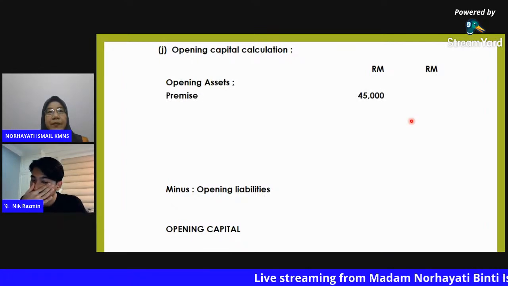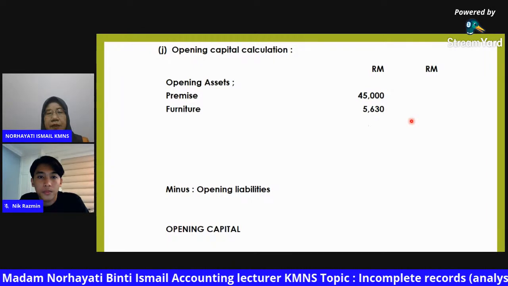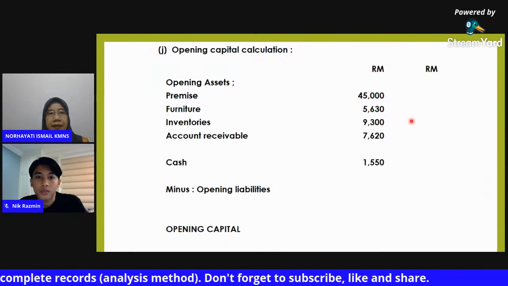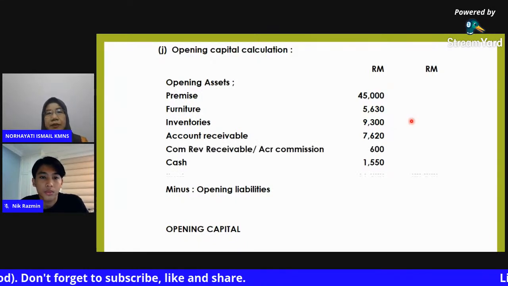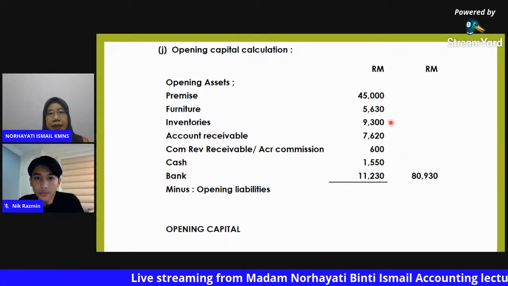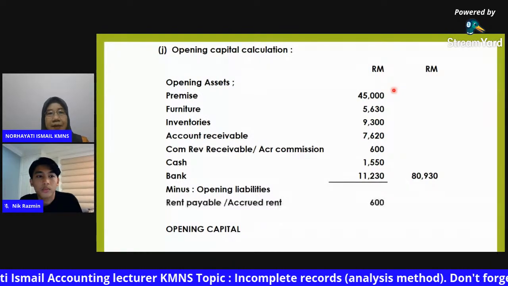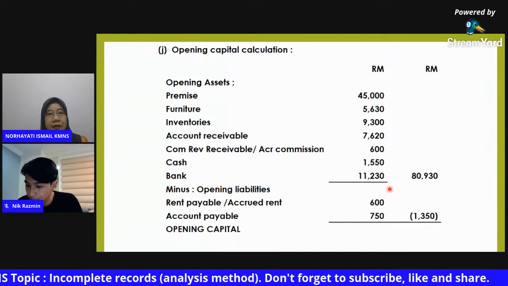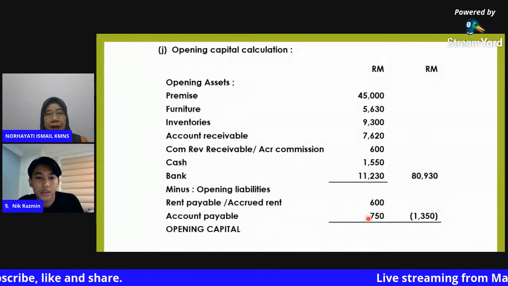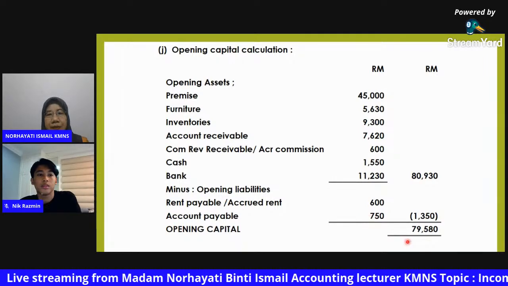This is another step. We have to prepare opening capital. For opening capital, we must refer to the statement of affairs. We must list all the beginning assets. So these are the beginning assets, and you get the total 80,930. This one you get from the data given in the question, the beginning, not the closing one. Less liabilities. You have two liabilities, one for rent payable and another for accounts payable. So the total for liabilities is 1,350. So this is the total for opening capital.